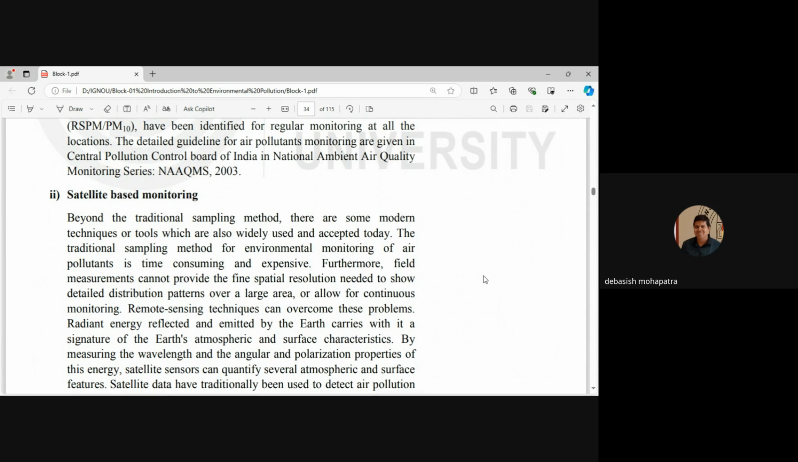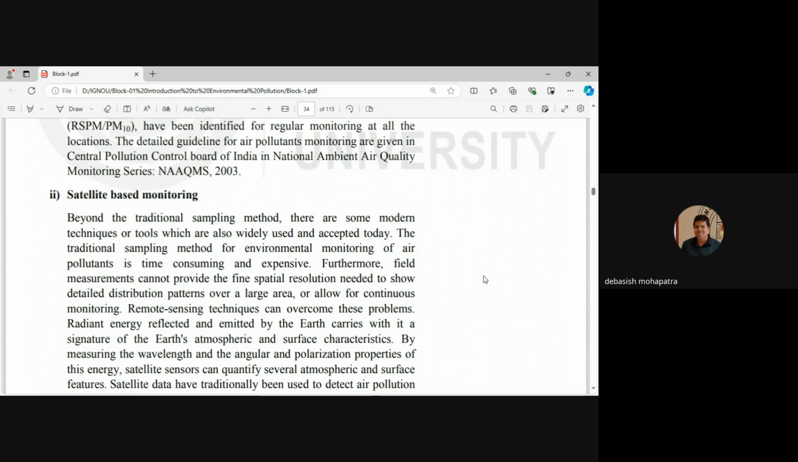Remote sensing techniques can overcome these problems. Radiant energy reflected and emitted by the earth carries with it a signature of the Earth's atmosphere, and by measuring the wavelength, angular and polarization properties of this energy, satellite sensors can quantify several atmosphere and surface features.